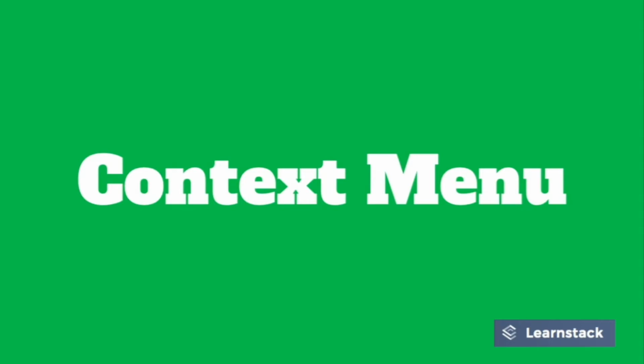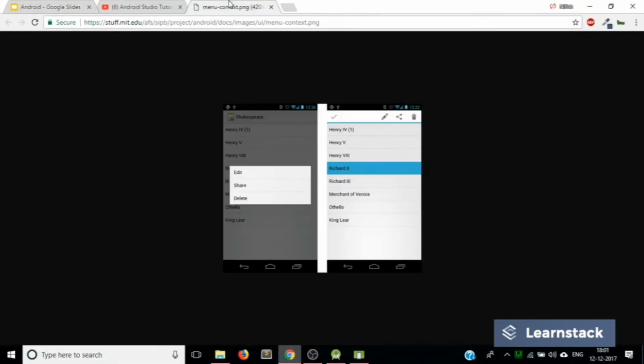Let me show you how a context menu looks. So this is how a context menu looks. On the right hand side, if you can see, we have got our list view which has multiple text items. When we press on the fourth item for more than 2 seconds, it gives us a context menu which has 3 items: edit, share and delete. Now let's create this context menu in Android Studio.